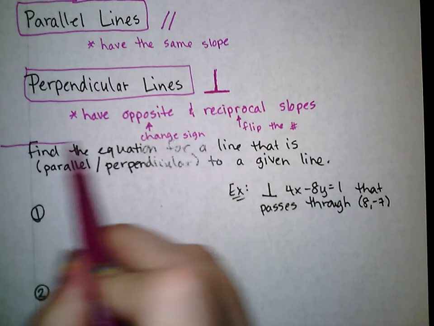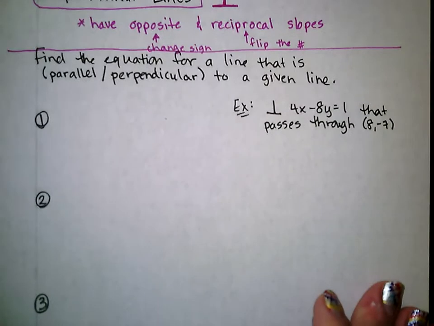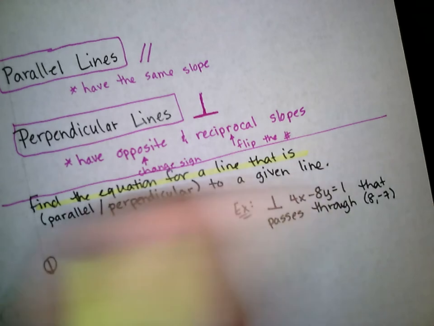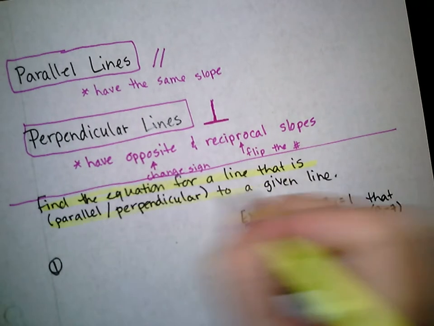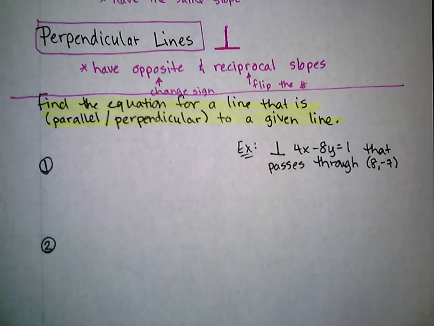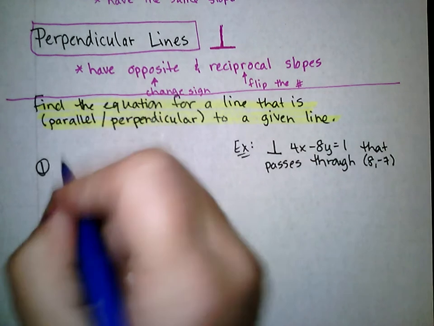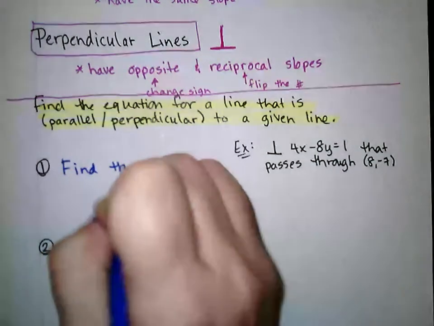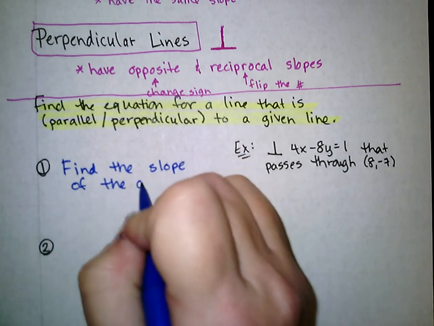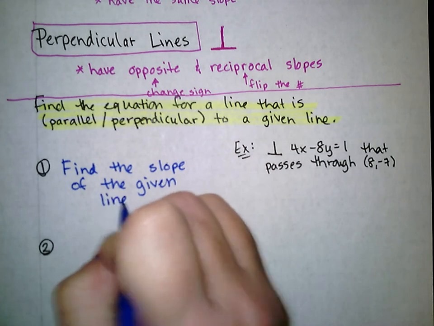So let's look at an example of using those concepts. We want to find the equation for a line that is either parallel or perpendicular to the given line. So these are our general instructions, and then I'm going to write the steps over here, and we will work a problem over to the side. So the first thing we need to do when we are asked to find an equation for a line that is parallel or perpendicular to a given line is we want to find the slope of the given line. So that's step 1.